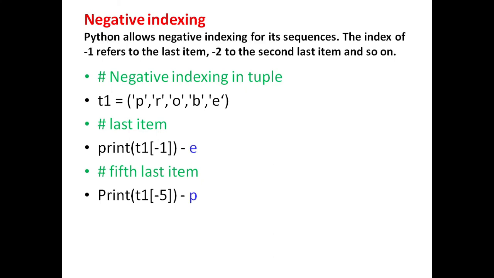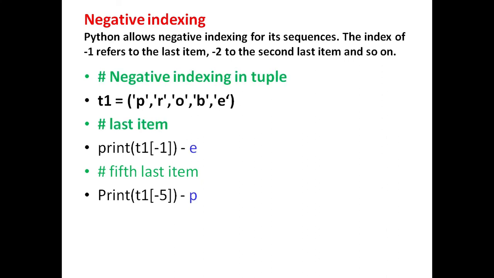Python allows negative indexing for its sequences. The index of -1 refers to the last item, -2 to the second last item, and so on. Here we will see negative indexing in tuple. Here the tuple is defined with probe. When we want to print the last item with negative indexing, we will use print t1 with -1 as an index. It will give e. And to print the fifth last item, we will use t1 -5, which will give p.